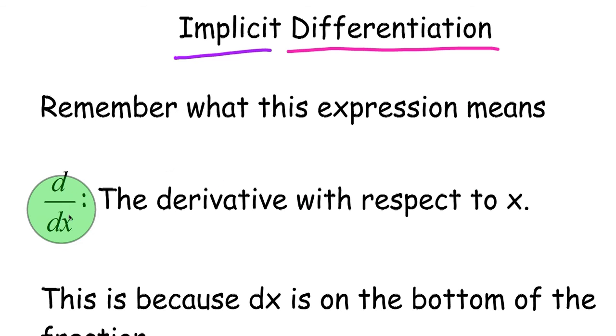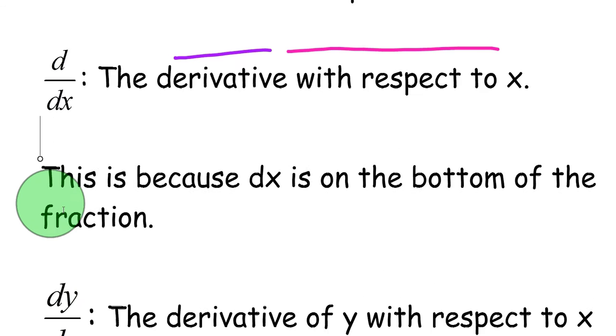So d dx, that means taking the derivative with respect to x. Actually, it's a short way of writing dy dx. We'll talk about that in a second. But it just means the derivative with respect to x. It means how fast a function is changing at a given particular moment in time.